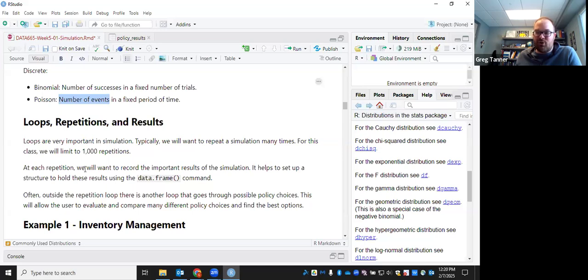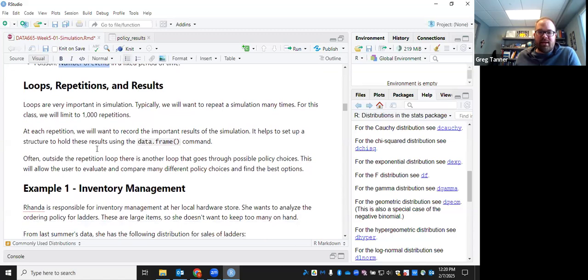Yeah, and so sometimes it's not important to worry about because each simulation is very cheap. But when each simulation takes a lot of time, then you want to be careful about how many repetitions you're doing. And then at each repetition, usually we want to record the important results from that simulation. And so usually there's some metrics that we want to record for each simulation we run. So these can be kind of like costs incurred during the simulation, or values that we're interested in. And usually we're going to want to store those in a data frame. And I'll show you how to do that in the first example down below.